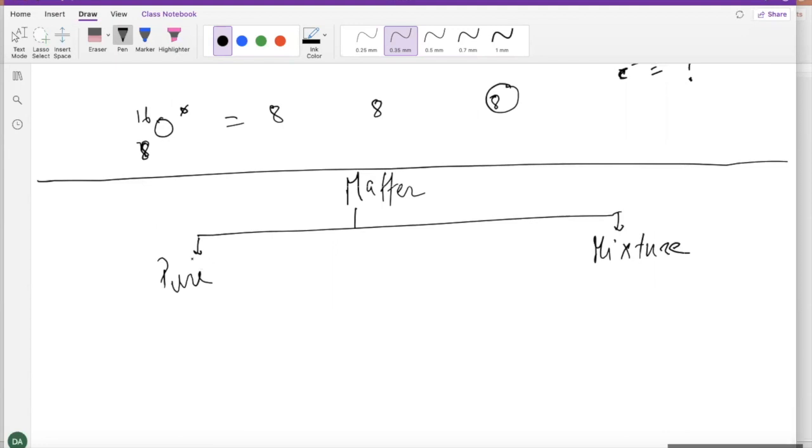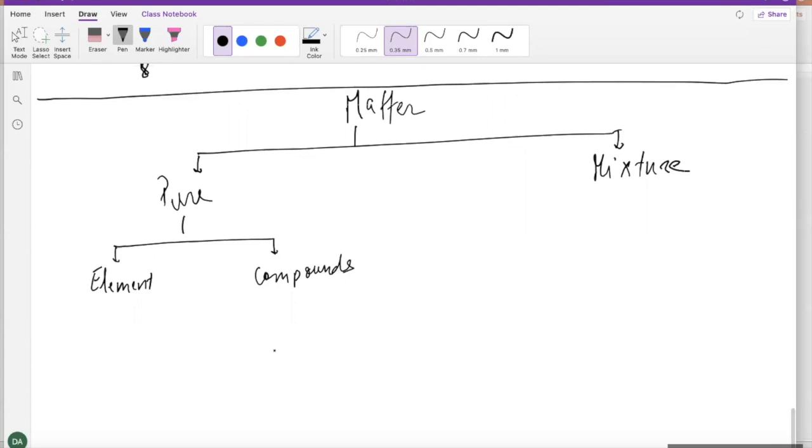So guys, pure matter means what? That there's going to be a singular thing in a container. Okay, so pure can further be classified into element and compound. Guys, first I'm going to complete the classification and then we'll come back to these and do the examples. Now the elements can further be classified into two different categories. Elements can be atomic and they can be molecular.